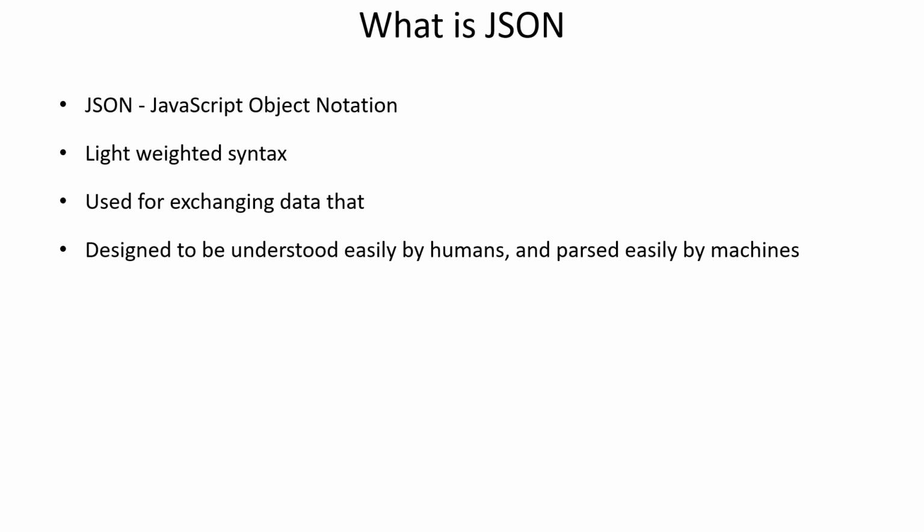The simplicity of JSON is that it can easily be understood by humans, and also easily understood by machines. Because of this simplicity of understanding for humans, it's becoming very popular to communicate or exchange data from a client to a server.